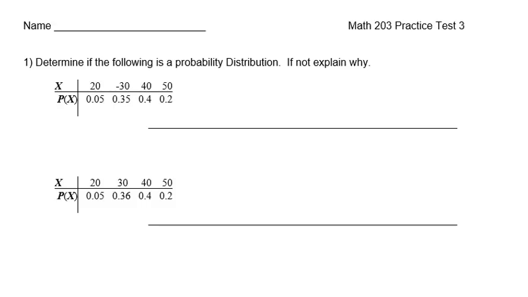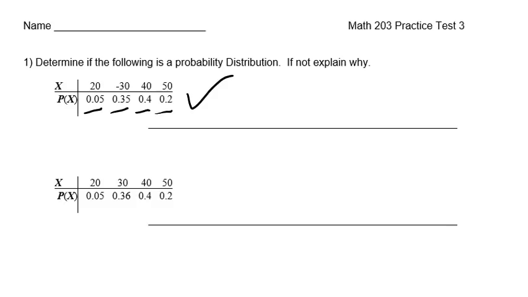So if we look at this particular problem here, each probability is between 0 and 1. The second thing, they have to add up to 1. So do they add up to 1? 0.40, 0.80, 1. Yes. So this one is a probability distribution.